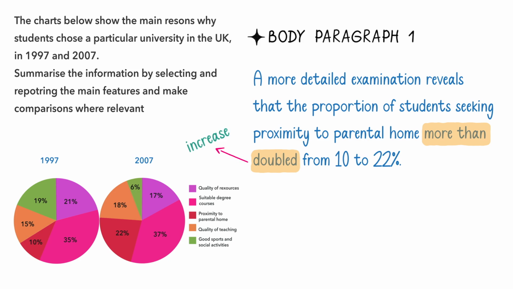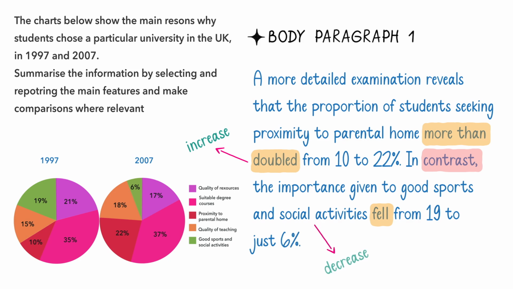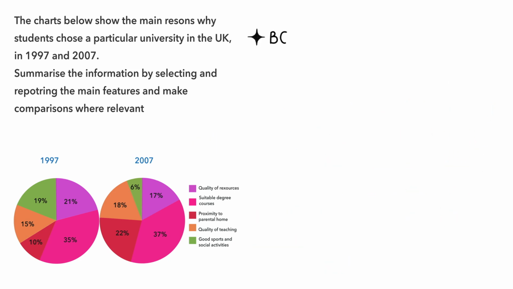So we talked about the big increase here. Now, if you want to talk about decrease, you should write a very good linking word, right? And that is in contrast. In contrast, comma, the importance given to good sports and social activities fell from 19 to just 6 persons. All right, that is our first body paragraph. Now, we should write our second body paragraph and the remaining 3 data here.